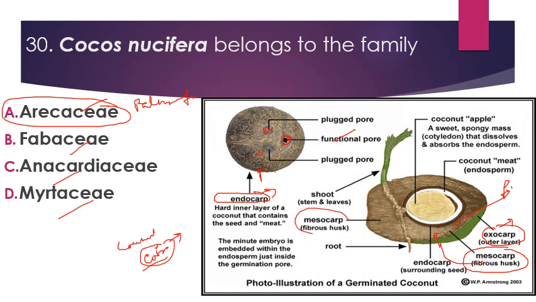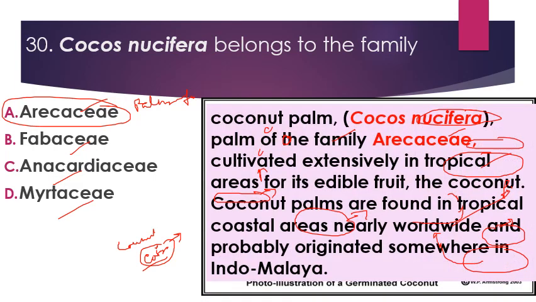Then the endocarp is hard, stony, and inside this endocarp it contains coconut apple, a sweet spongy mass with dissolved endosperm. So this fleshy thing that we eat is known as coconut meat, endosperm. So coconut palm, Cocos nucifera, belongs to family Ericaceae, cultivated extensively in tropical areas, जो warm, humid areas होते हैं, for its edible fruit. Coconut palms are found in tropical coastal areas nearly worldwide and probably originated somewhere in Indomalaya.